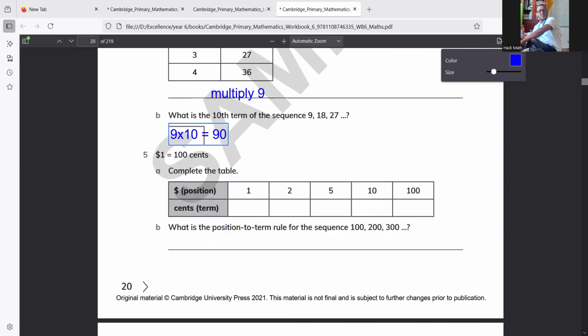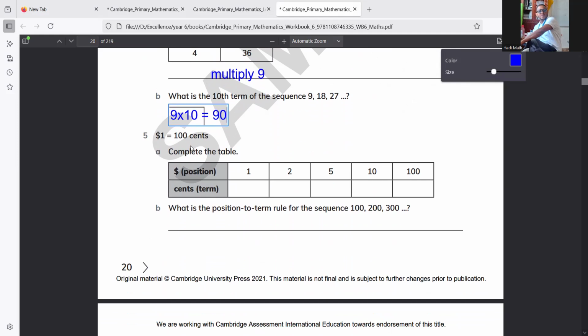Number 5, they say $1 is equal to 100 cents. Complete the table. We say $1 is equal to 100 cents. Then $2 is equal to 200 cents. $5 is equal to 500 cents. $10 is equal to what? You multiply by 100, it's equal to 1,000 cents.